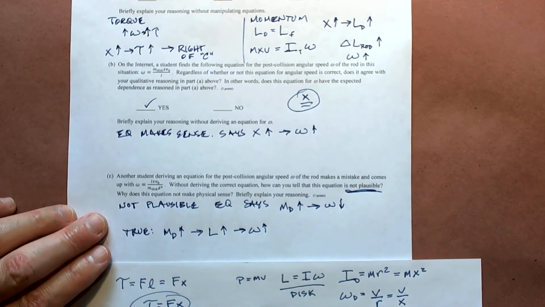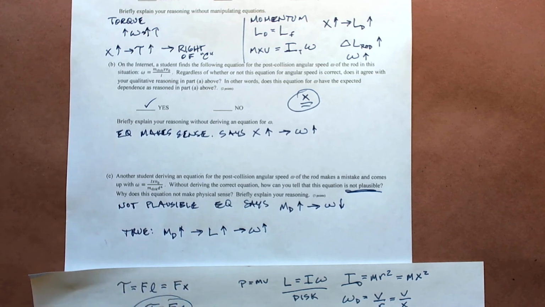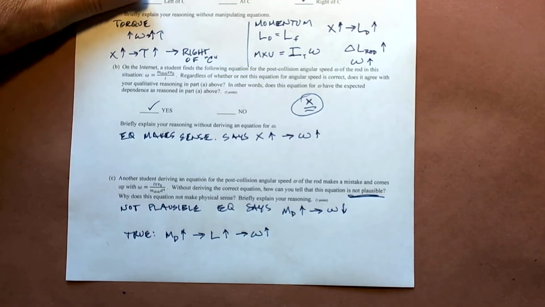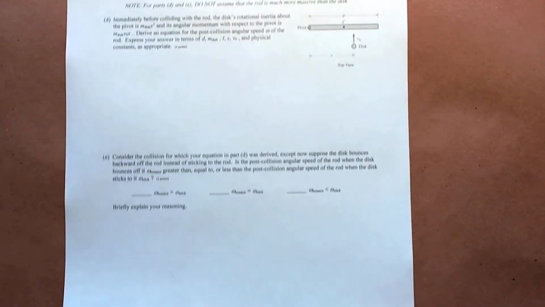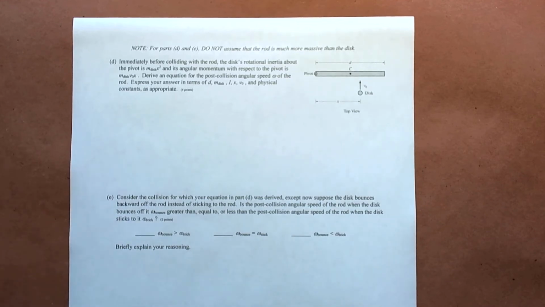Okay? Again, you're going to want to explain this in words. You can use some symbols, but you want to use words to talk about what's going on. Okay? All right, let's take a look at the back side. And okay, we got the same picture. And now this one says, for this part, do not assume that the rod is much more massive than the disk. In other words, they're closer in mass than being really different.